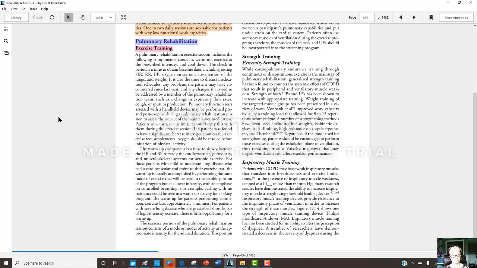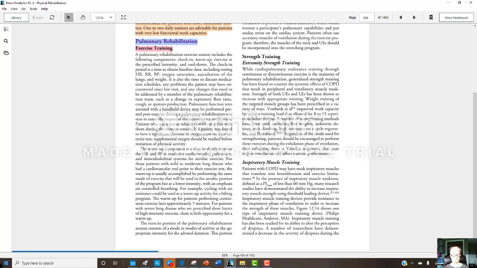Patients who use a rescue inhaler should carry this with them during the exercise session. If a patient was found to have a significant decrease in oxygenation on their exercise tests, supplemental oxygen should be readied before initiation of physical activity. The warm-up component is a time to slowly increase the HR to ready the cardiovascular, pulmonary, and musculoskeletal systems for aerobic exercise.